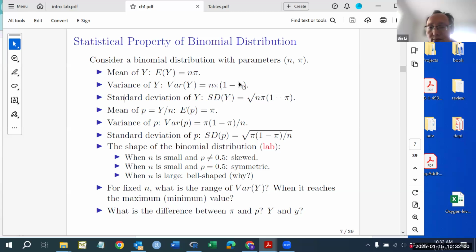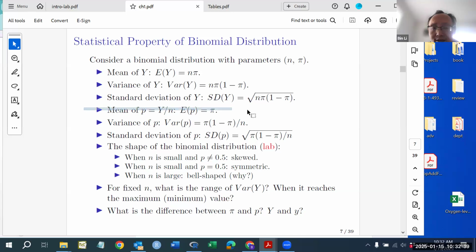And the variance is this one. So this is the population expected value, and this is the variance for the population distribution. And the standard deviation is this one, okay? The reason I said this is population-based is because it's not based on the samples, but based on the population distributions, okay?